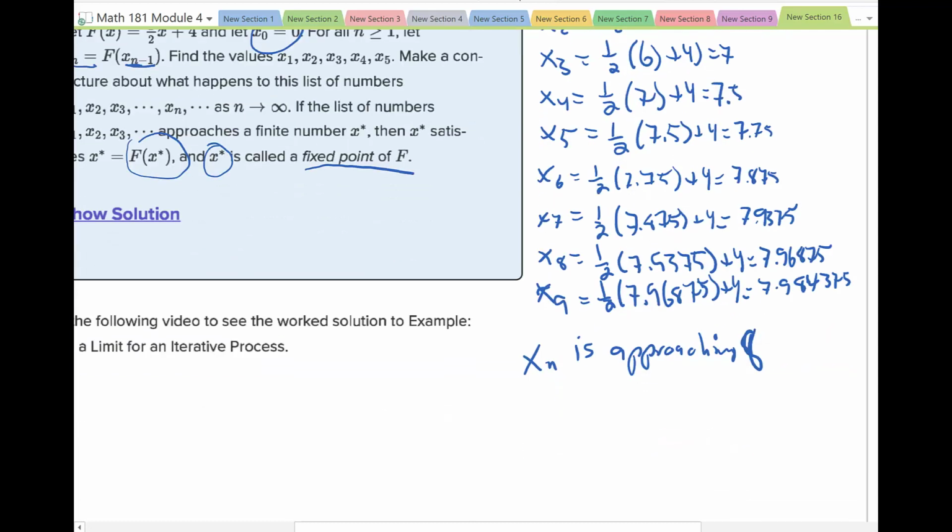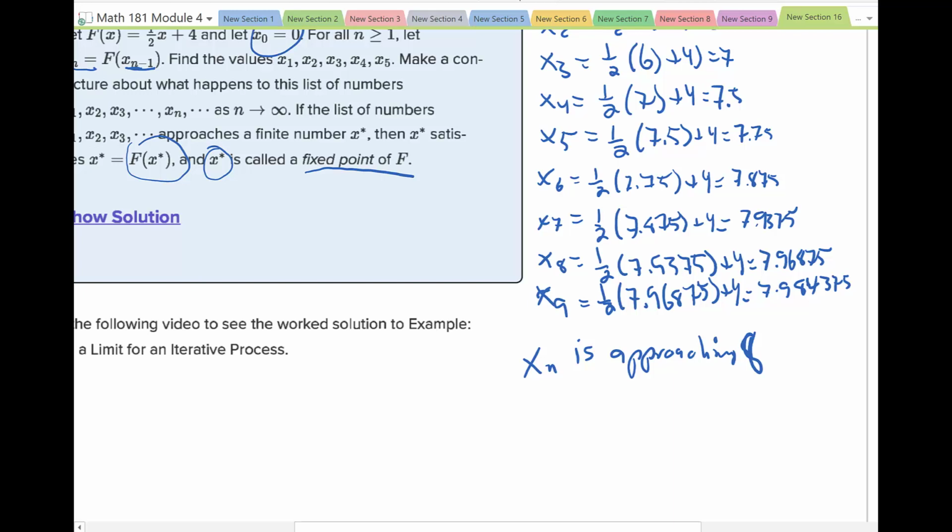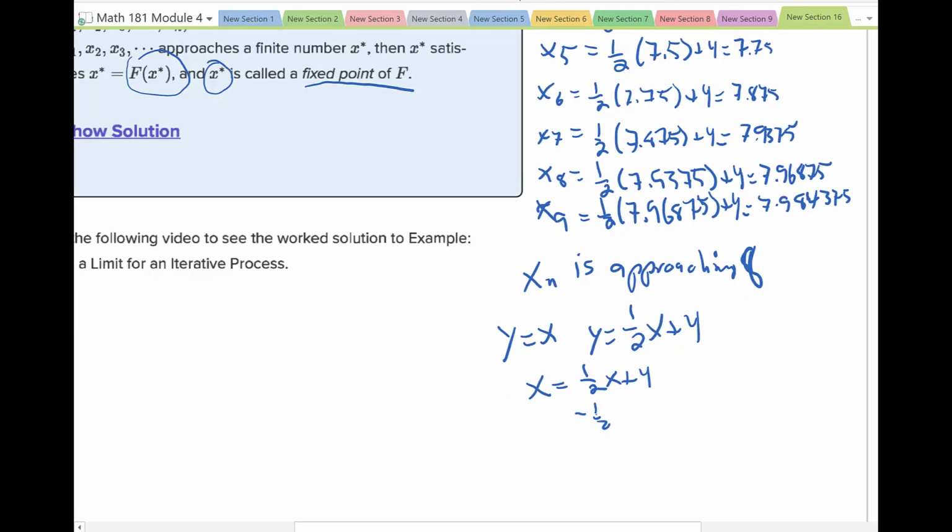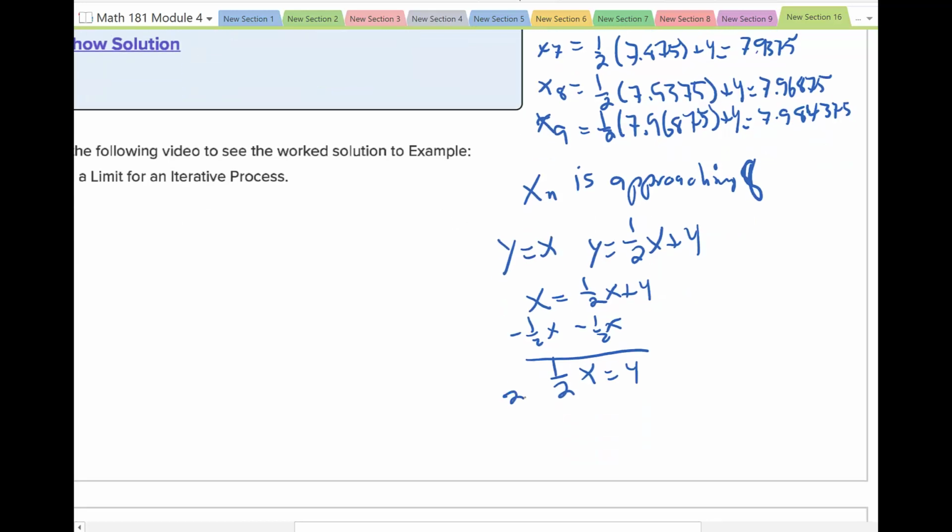Now we can prove this. If we think about the line y equals x and y equals 1/2 x plus 4, and we set them equal to each other, that's the standard: you set your equation equal to y equals x. So x equals 1/2 of x plus 4. Then if you subtract 1/2 x from both sides, you get 1/2 x equals 4. Then if you multiply by 2, x equals 8. So it makes sense that that's where it's going. Okay, continuing on here.